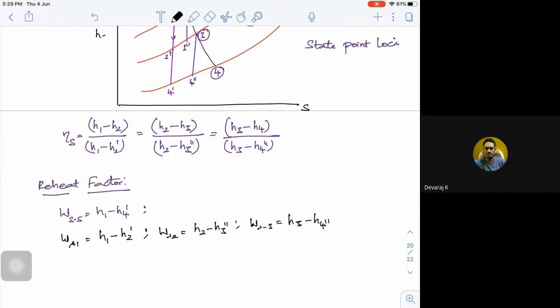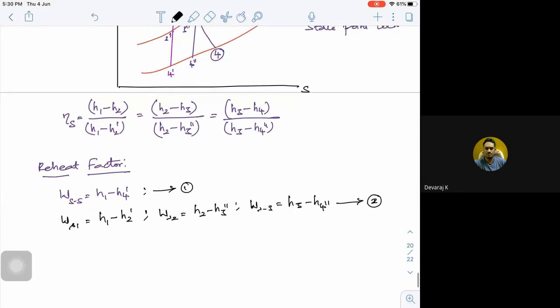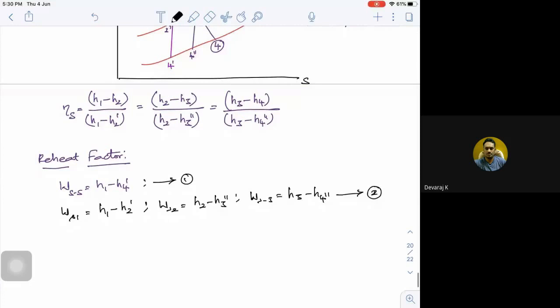So we have the individual work tons, and this is for a single stage. I call this equation 2, this equation 1. Now, if I try to substitute for these single stages, that is (H1 minus H2) by (H1 minus H2 dash), (H2 minus H3) by (H2 minus H3 dash), (H3 minus H4) by (H3 minus H4 dash). So these are called stage efficiencies. What will happen? The stage efficiencies are the same.